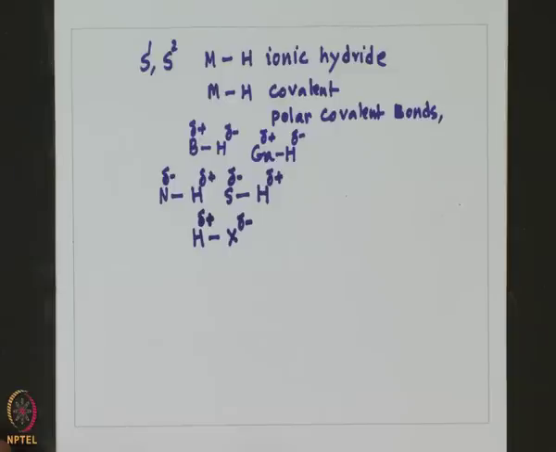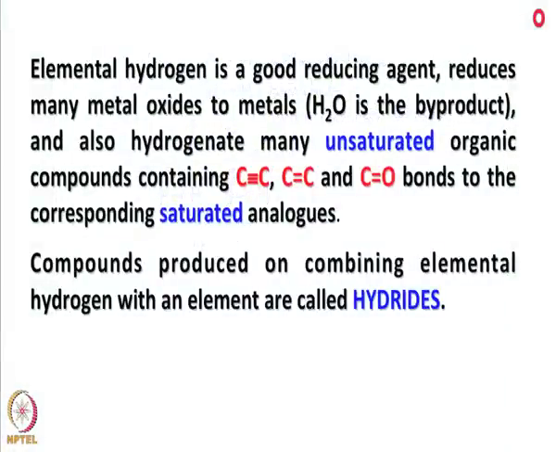So, elemental hydrogen is a good reducing agent, reduces many metal oxides to metals. In all these cases, water is the byproduct, and it also hydrogenates many unsaturated organic compounds containing carbon-carbon triple bond, carbon-carbon double bond, and also CO bonds to corresponding saturated analogues. Compounds produced on combining elemental hydrogen with an element are essentially called hydrides.